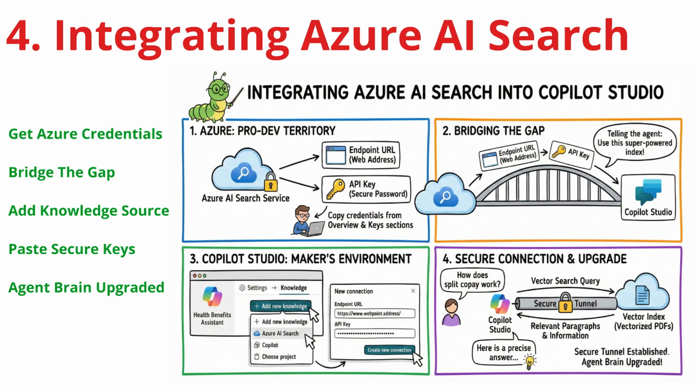Next, the maker moves into Copilot Studio. In the agent settings under the Knowledge tab, they select Add New Knowledge and choose the Azure AI Search option. They simply paste in those credentials to create the connection. Once validated, a secure tunnel is established. Now, when a user asks a complex question, the agent uses sophisticated vector search through that tunnel to find conceptually relevant information and delivers a precise answer. The agent's brain has been officially upgraded.